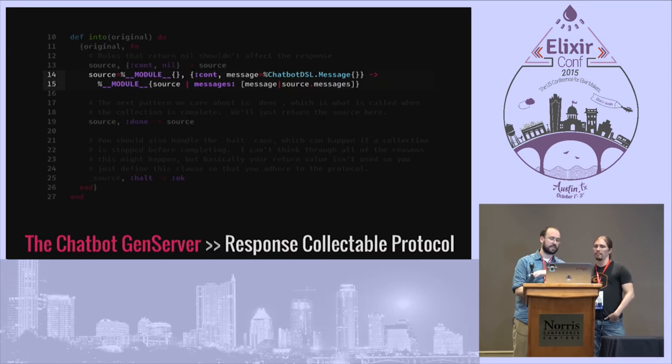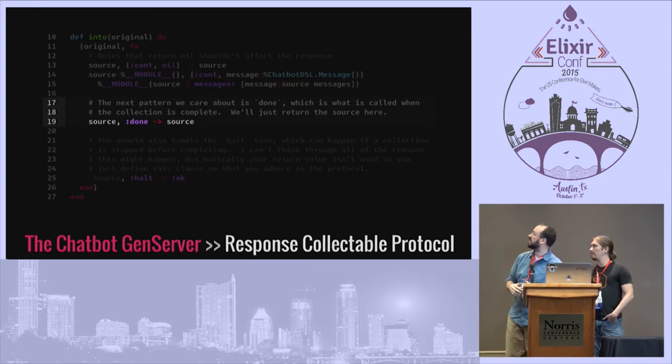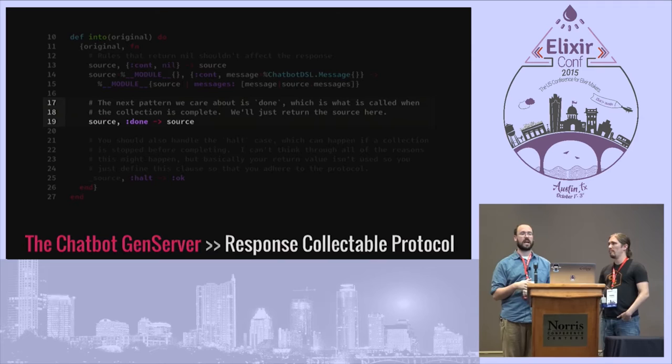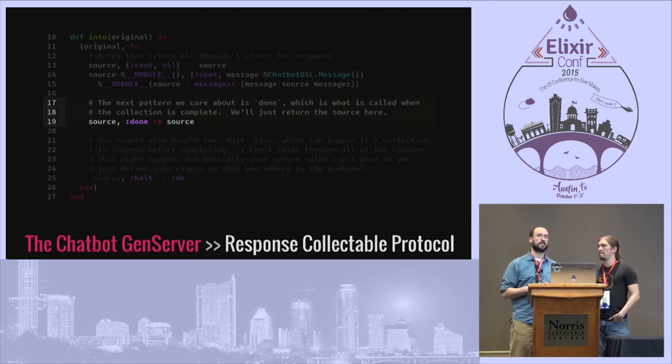Anyway, so this is the next bit of the collectible protocol. This is basically, we're done. So here we're just returning the source now that we've collected stuff into it. You might use this for doing some cleanup before you actually return. I haven't found a case where I needed to do that, but it seems fair, like if you're collecting across something that has some open port or something.